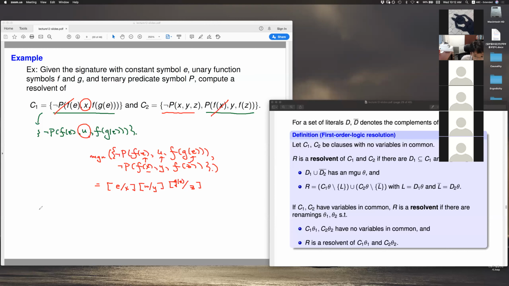So then the outcome, the resolvent R that we can compute in this case, is going to be the negation of P, where after substitution x becomes e, y becomes u, and z becomes g of e. Okay, so that's the resolvent that we can compute from C1 and C2.